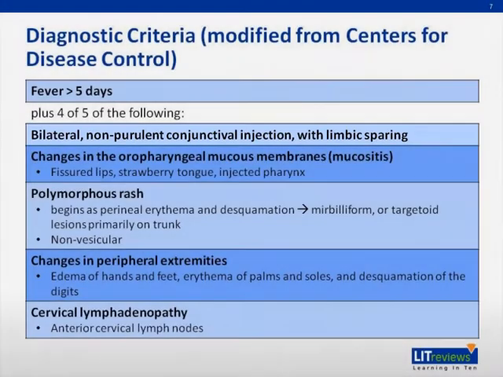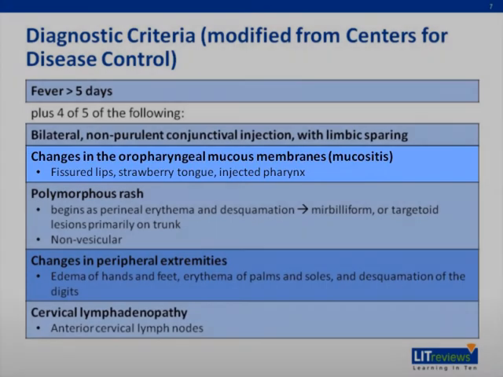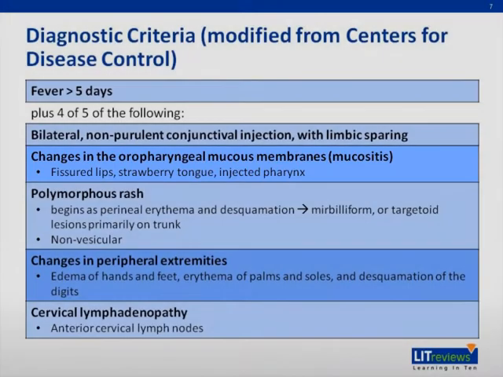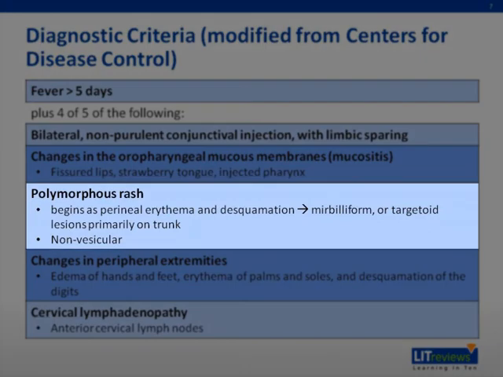Kawasaki may lead to other forms of ocular involvement, and patients may also complain of photophobia, which on further investigation reveals uveitis. There may also be changes in the oropharyngeal mucous membrane, presenting as cracked red lips and an injected pharynx. A strawberry tongue is characteristic. A polymorphous rash may be seen. This begins as perineal erythema and desquamation, followed by the development of a primarily truncal rash.